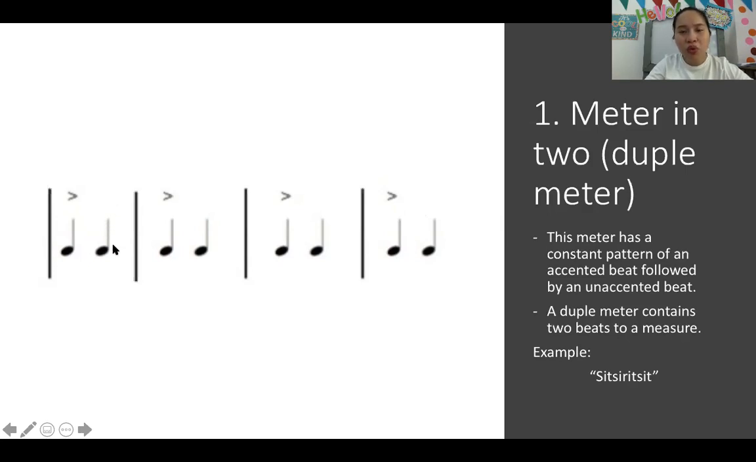So how do we know that it is a meter in two? An example song here is Sit Sirit Sit. Let's sing Sit Sirit Sit and clap to follow the beat. You see, the first is strong, then the second is weak, and it matches the beat of the song. Meter in two. So Sit Sirit Sit is an example of a double meter.